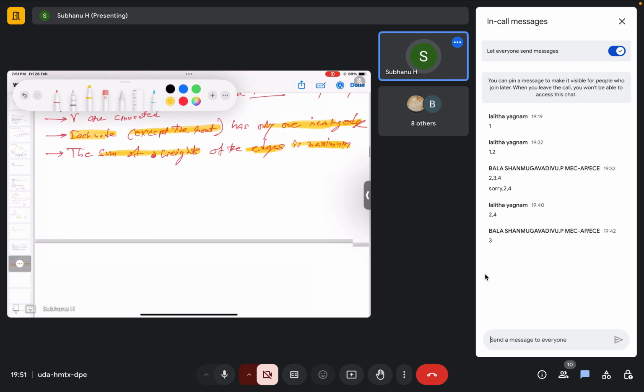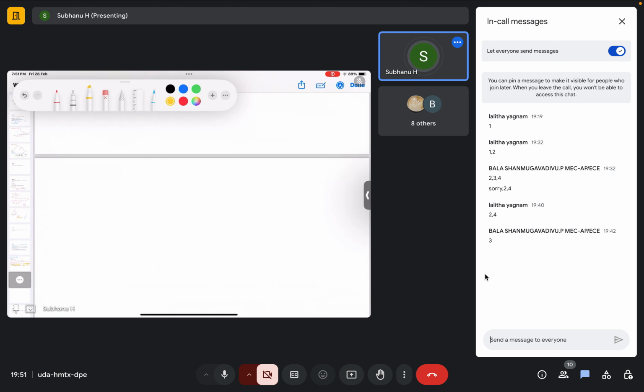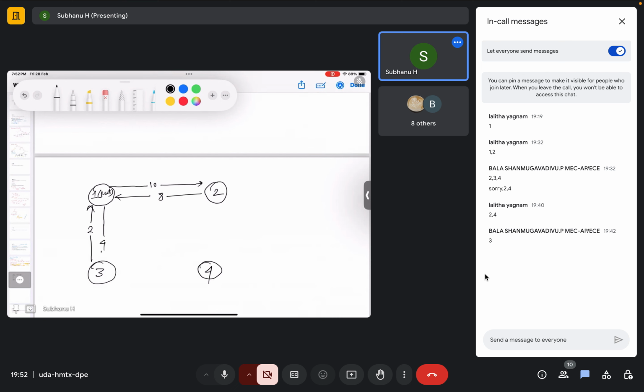Okay. So now, let me first draw a graph. Example graph. So I have the head, or this is a root. I must have a root first. Then I have node number two, node number three, and node number four. Now for this, my weight is 10. Now from here, my weight is 8. Now for here, my weight is 2. For this, my weight is 4.